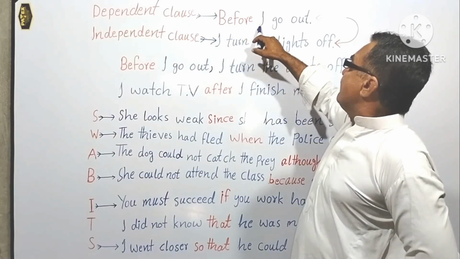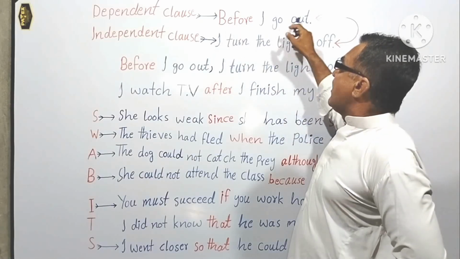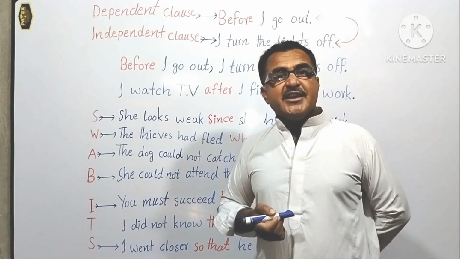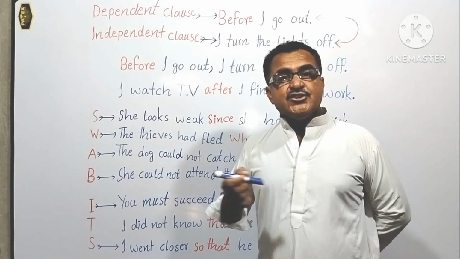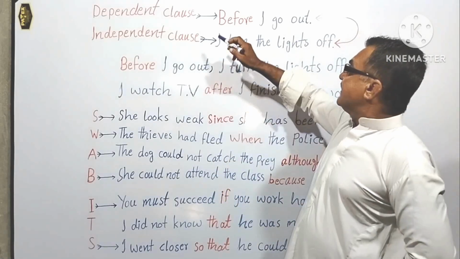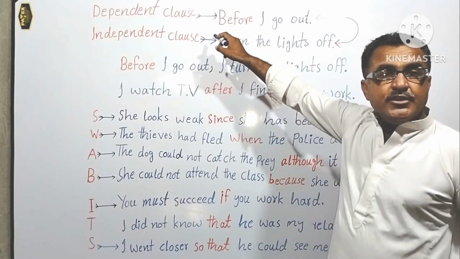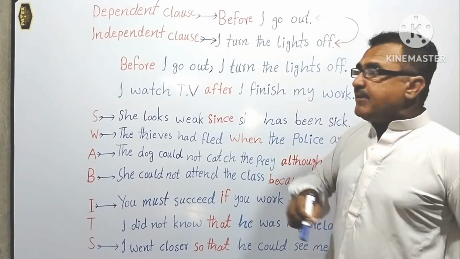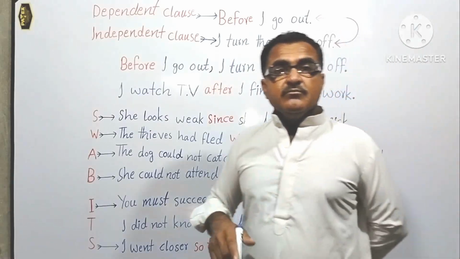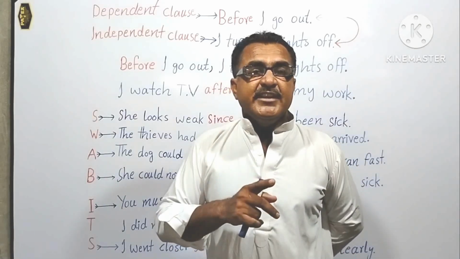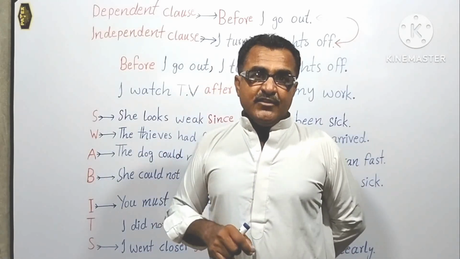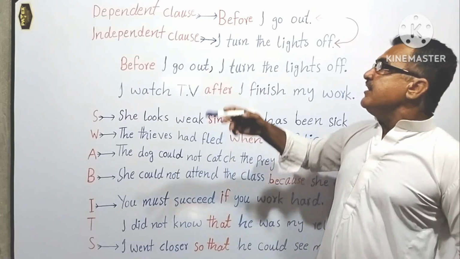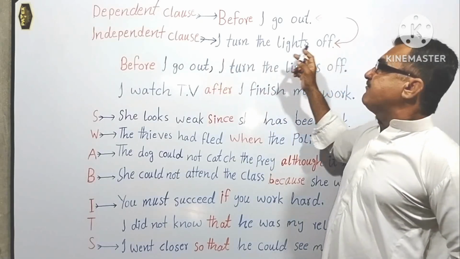Look at the examples now. Dependent clause: before I go out. Before I go out. Now it is incomplete. So what is lacking here? The problem, the shortage is this word. This word makes it a dependent clause. For example, I say, before I go out. Then another question automatically arises in your mind, and you will be thinking, before you go out, so what? Then you say, I turn the lights off.